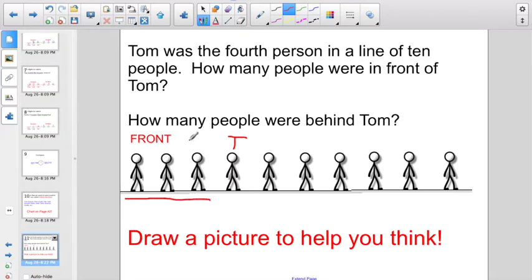How many people were in front of Tom? 1, 2, 3 people are in front of Tom if he's 4th in line. How many people were behind Tom? Again, we're not counting Tom. We just want to know how many people were behind Tom. So just count them up. 1, 2, 3, 4, 5, 6. How many people were behind Tom? 6. It's a piece of cake if you draw yourself the picture on your scratch paper.